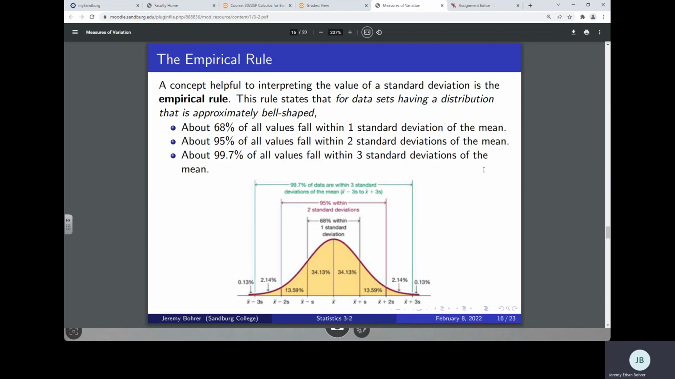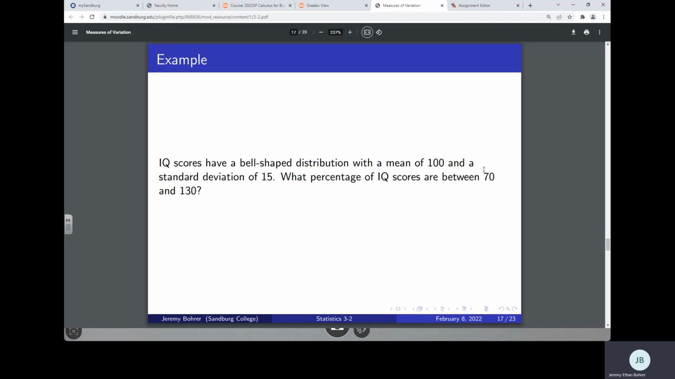Well, if we come back over here and look at the empirical rule, it says that 95% of all values fall within 2 standard deviations of the mean. If we look at these values, we've got 100 as our mean and 15 as our standard deviation. So 70 is 2 standard deviations less than the mean, and 130 is 2 standard deviations greater than the mean. This means that about 95% of IQ scores are going to fall between 70 and 130.